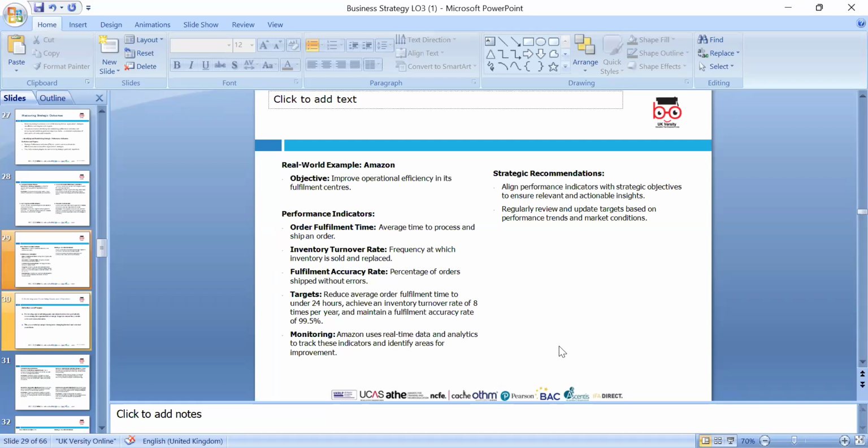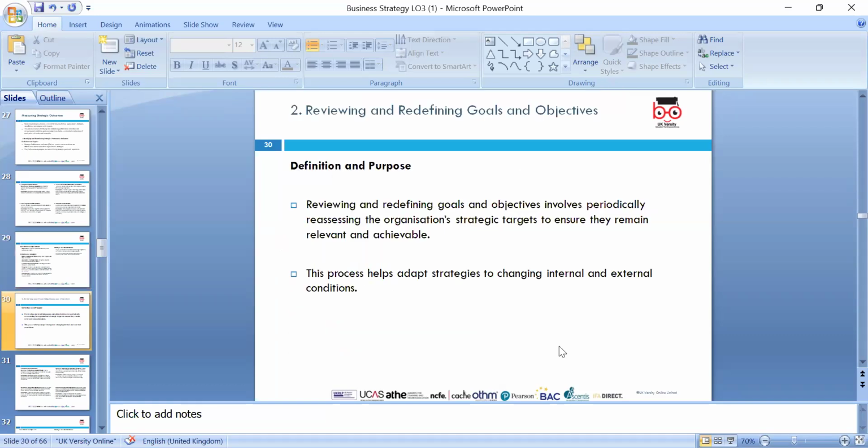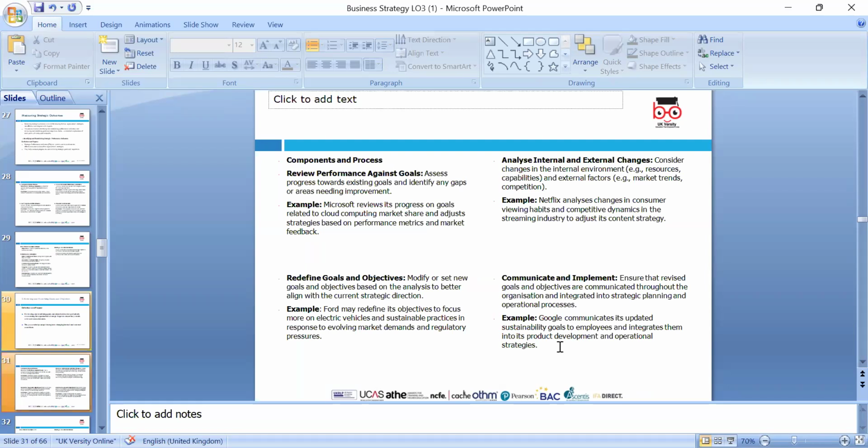The strategic recommendation we can then draw, for whichever company we choose for assignment purposes, is to align the performance indicators with the strategic objective to ensure relevant and actionable insights. Okay. Then second, we have review and redefine the goals and objectives. Goals and objectives mean the end result of what we want to achieve as an organization, remaining relevant in the market and the process. So we had a discussion.